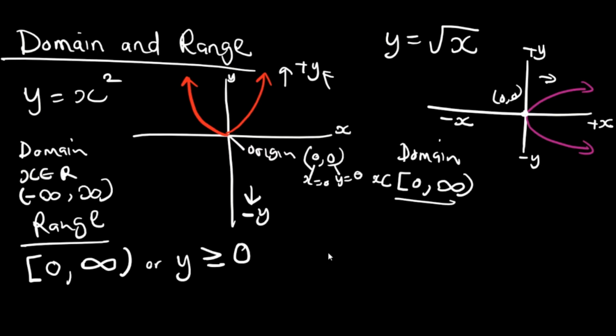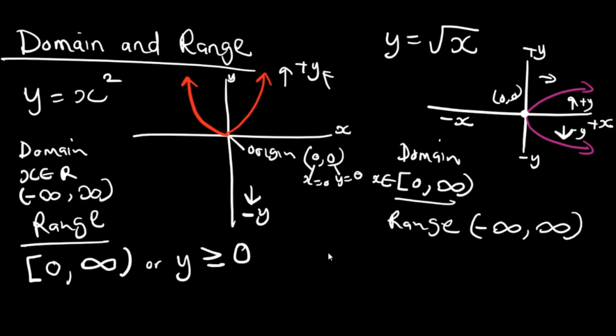And then now for the range, as we said, it starts from the origin to the positive side. So if you see here, these are the negative side of y. This is the positive side of y. So the function starts from negative infinity of y going to positive infinity of y.